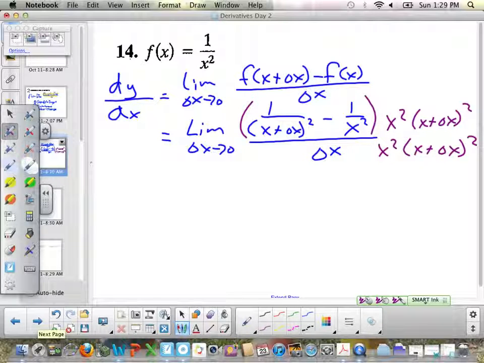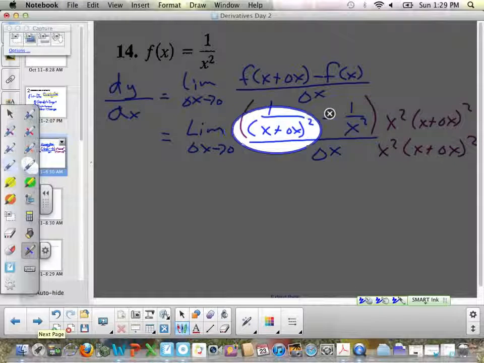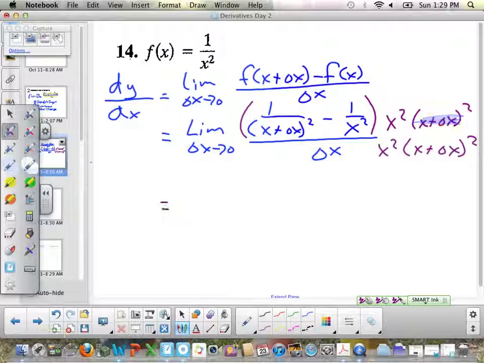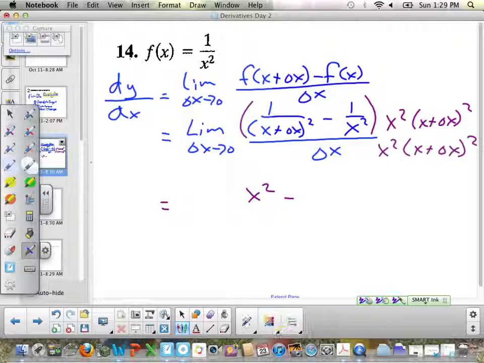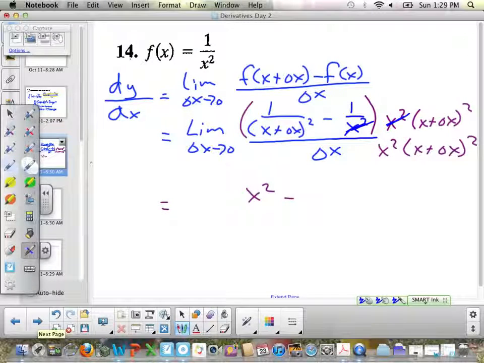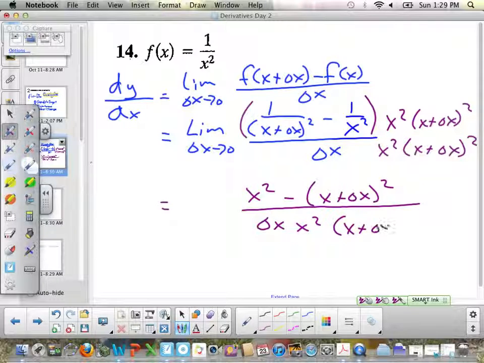Okay, and when I do that, I'll distribute. When I distribute here, you see the bottom is x plus delta x. So the x plus delta x will cancel, and I'll just be left with x squared. When I distribute here, the x squareds cancel, top and bottom. Those cancel, and I'm just left with x plus delta x squared. All over, leave the bottom alone, delta x, x squared, x plus delta x squared, and this is still a limit.